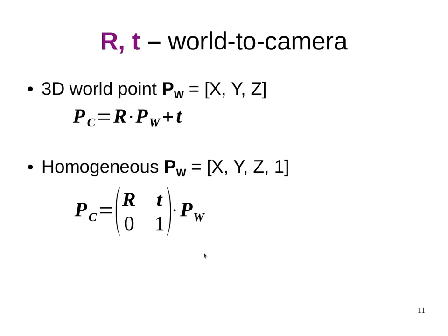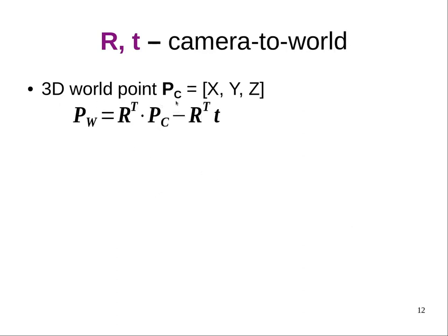Okay, so now that we know how to go from world to camera, let's talk about the reverse direction. Now we have a 3D point in camera coordinate space, and we want to get the corresponding coordinates in world coordinate space. So this means we need to go in the reverse direction. If you recall, we first applied rotation and then translation, and so we have to do this here accordingly.